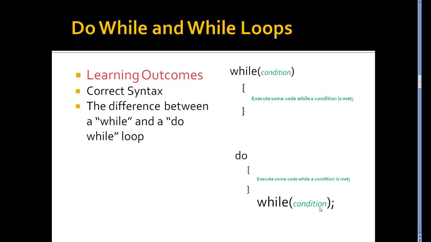Now there is a subtle difference between the while and the do while. With the while, the condition has to be met before the code will execute. Whereas with the do loop, it will execute the code at least once before it comes down to the while condition. So let's go over to the code now and see how this will work in practice.